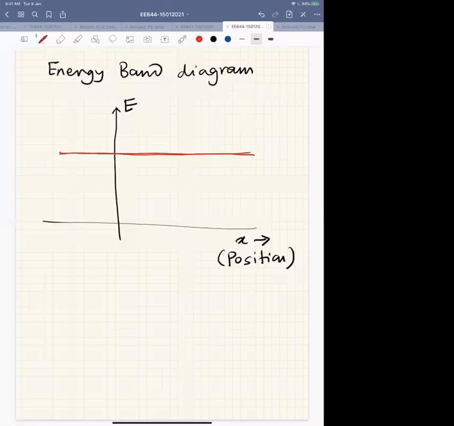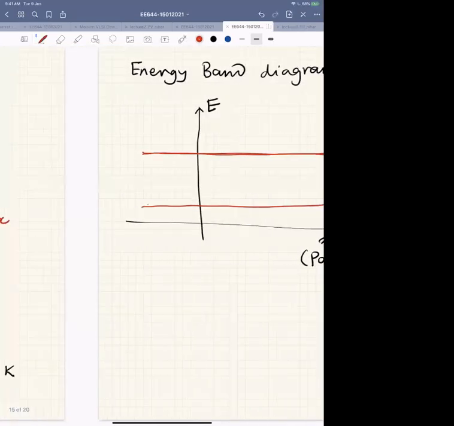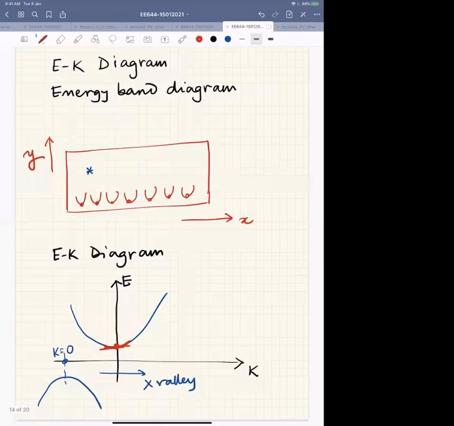Similarly, if you plot the holes, then this will be Ev. So this is the Ec and Ev, and this is the energy band diagram. The energy band diagram is energy as a function of position. Position can be the x, y, z direction. But the E-k diagram is the energy as a function of momentum, E and k, energy and momentum.